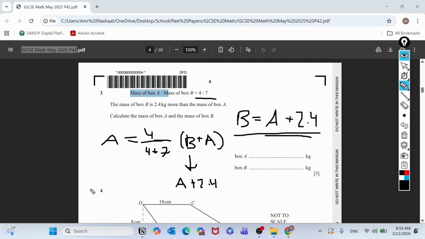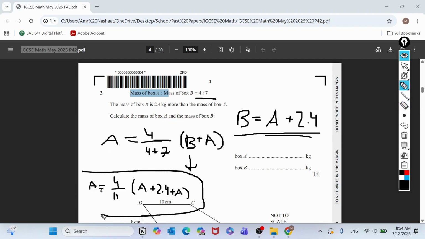So now we have one equation, one unknown. We have A equals 4 over 11 times (A plus 2.4 plus A). Okay, put this on your calculator, shift solve. You're going to get A is 3.2, and then you do B is A plus 2.4, so 3.2 plus 2.4, you're going to get 5.6. Okay.